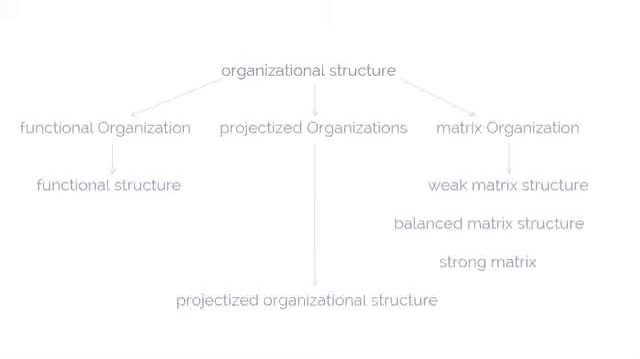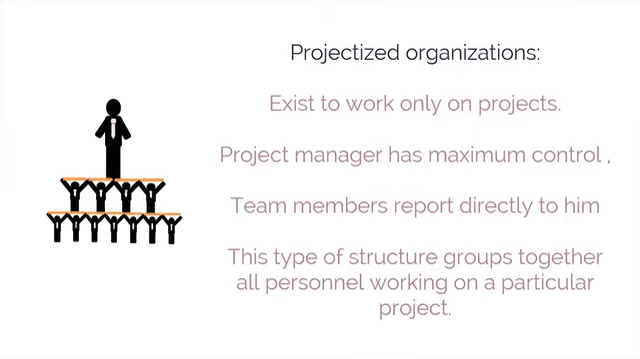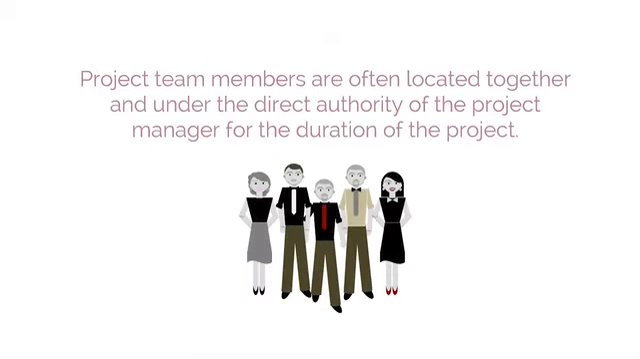How do we administer projects using a projectized organization? Projectized organizations exist to work only on projects. Here, the project manager has maximum control and team members report directly to him, so it is very easy to get resources for the project. This type of structure groups together all personnel working on a particular project. Project team members are often located together and under the direct authority of the project manager for the duration of the project. Here's an example.